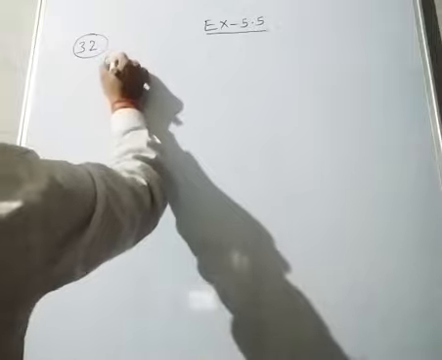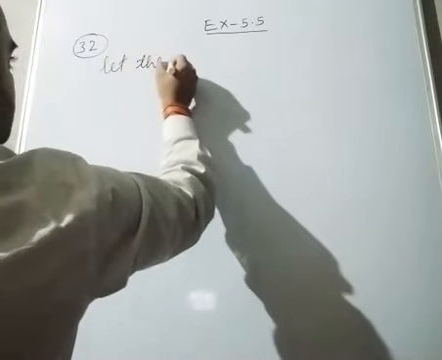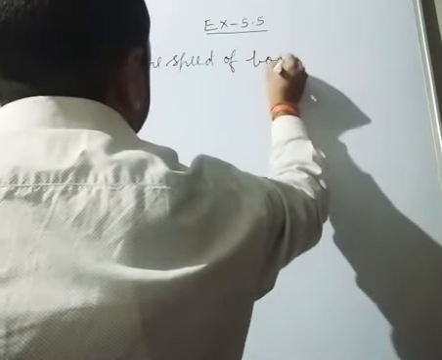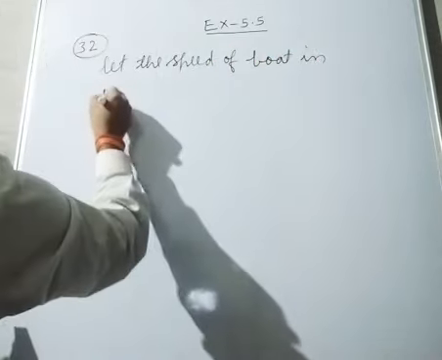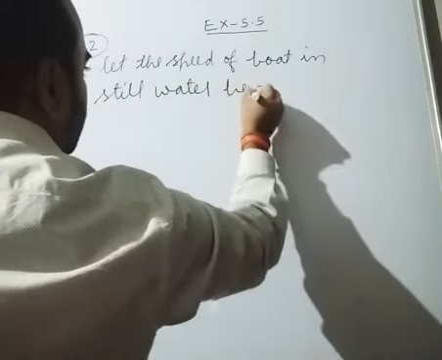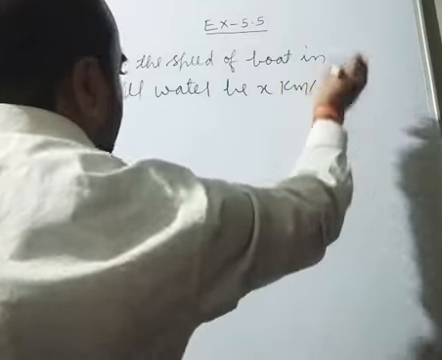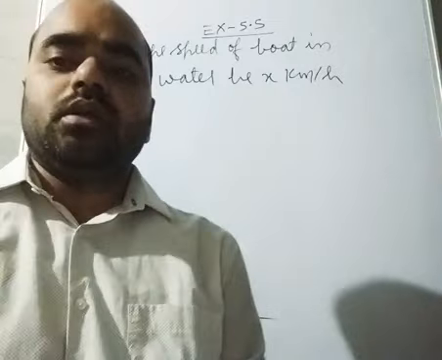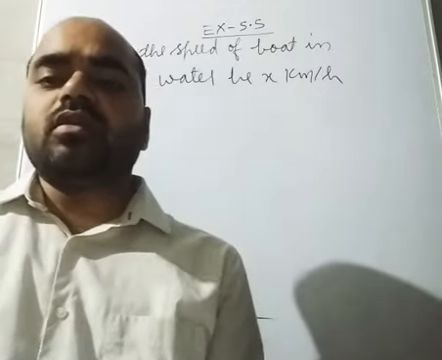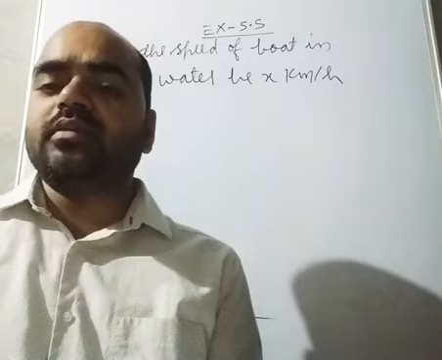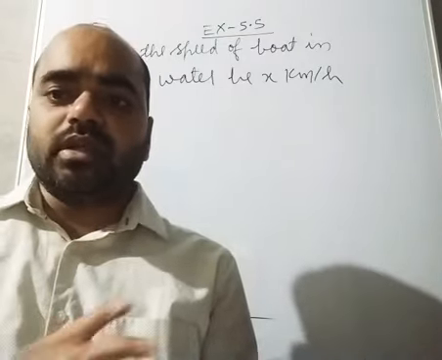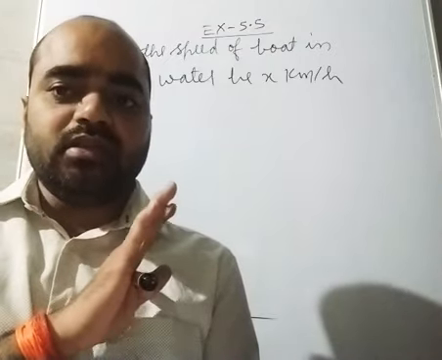Let the speed of the boat in still water be x kilometer per hour. Correct? So we have taken the speed of the boat in still water. Still water means when the water is not flowing, it means there is no effect of water on the boat. That is why we have taken it, as it is given in still water.